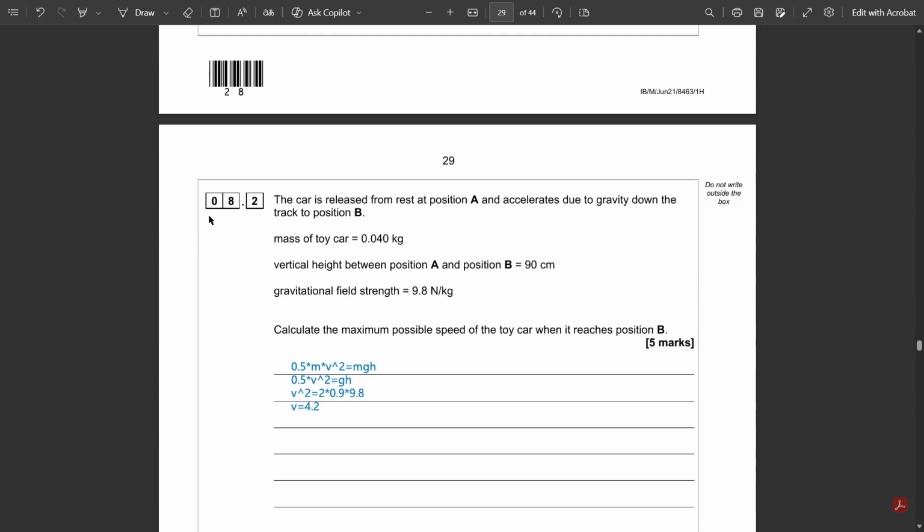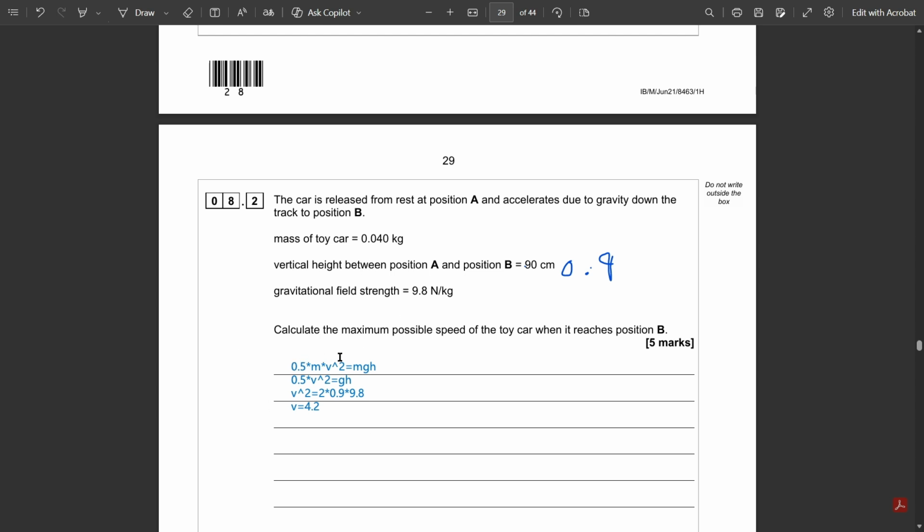And then the car is released from rest at position A and accelerates due to gravity down the track to position B. We're given the mass of the toy car, the vertical height between position A and B, and the gravitational field strength. Now, first thing I did is just convert this to meters, so 0.9 meters. Then this question actually annoys me a bit, because AQA always annoys me. The mass of the toy car doesn't matter. They've had questions before about how the mass of this stuff doesn't actually matter.